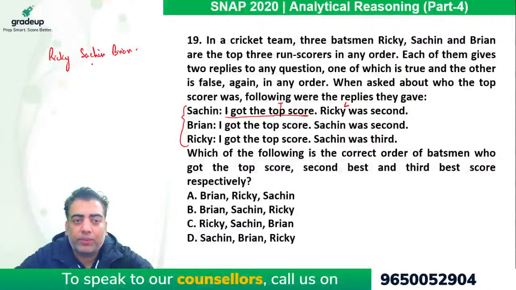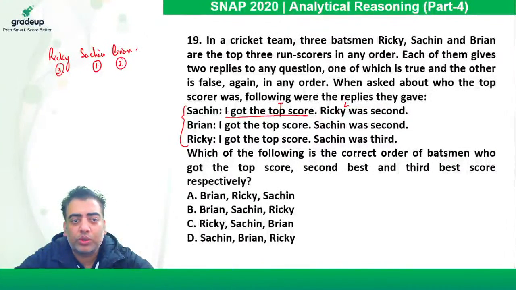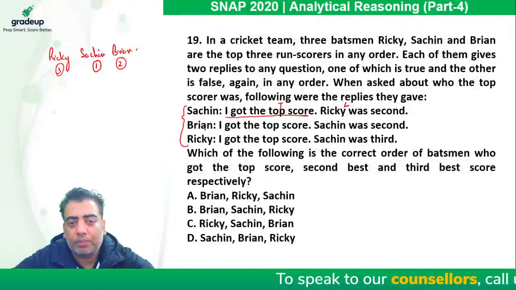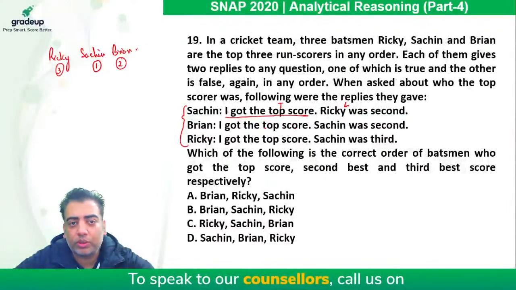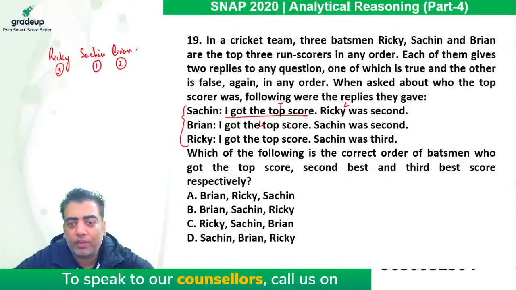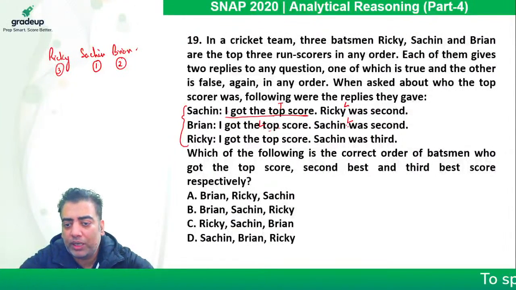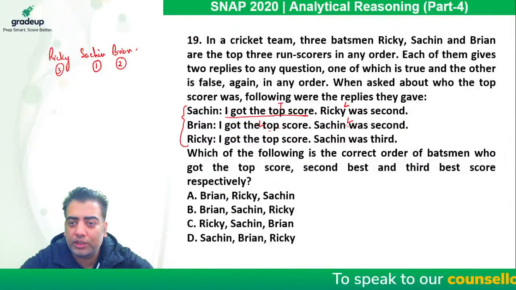Right? So if Sachin got the top score, Ricky was not second, so Ricky must be third, then Brian must be second. So this sequence must fit in all cases. Brian says, I got the top score, so this is definitely a lie. Sachin was second, this is again going to be a lie. So none of the two statements are correct, which means our assumption is wrong. I hope this part is clear, guys, that our assumption is wrong.